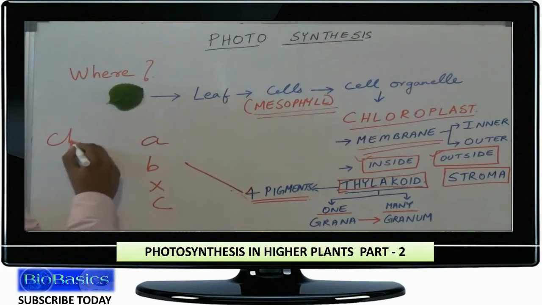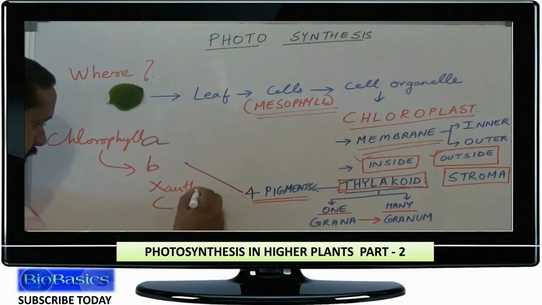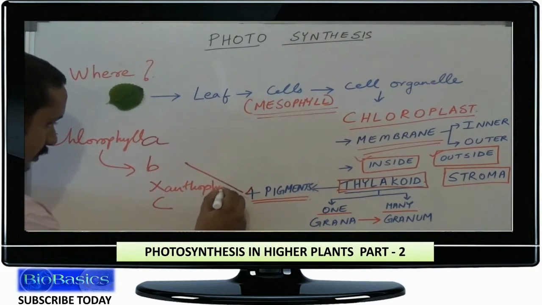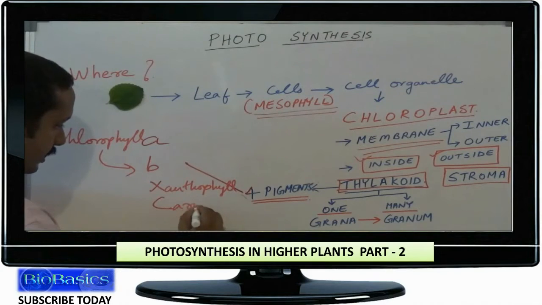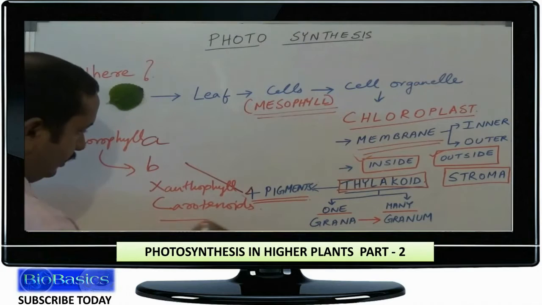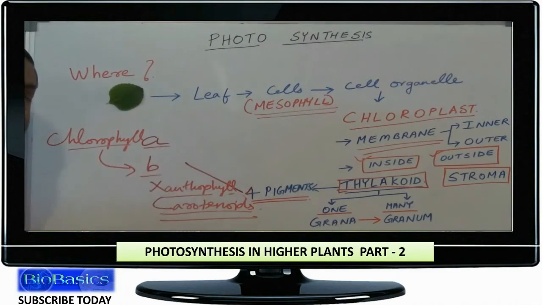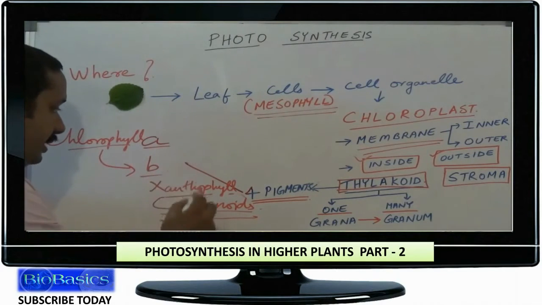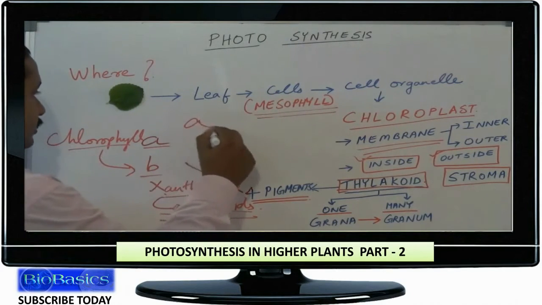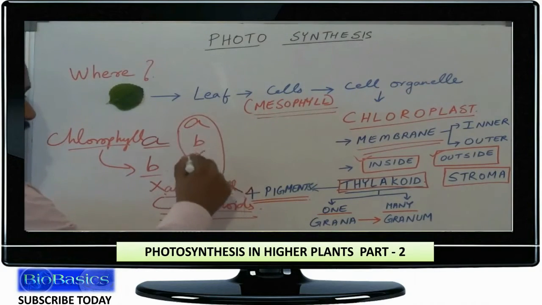So where is it? Chlorophyll A, chlorophyll B, xanthophyll and carotenoids. So these are the 4 pigments that you will have to remember. How do you remember them? Chlorophyll A, chlorophyll B, xanthophyll, carotenoids. So A, B, X and C. Write A, B, C and then put an X in the middle.